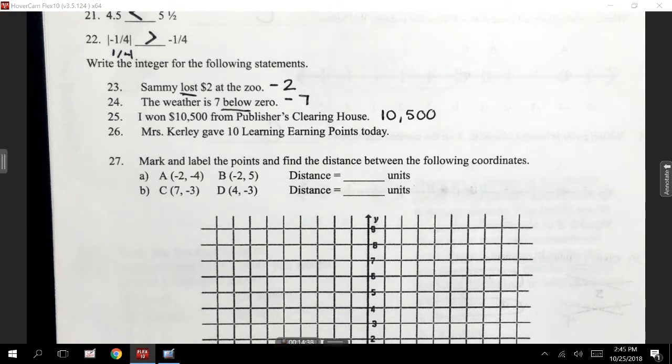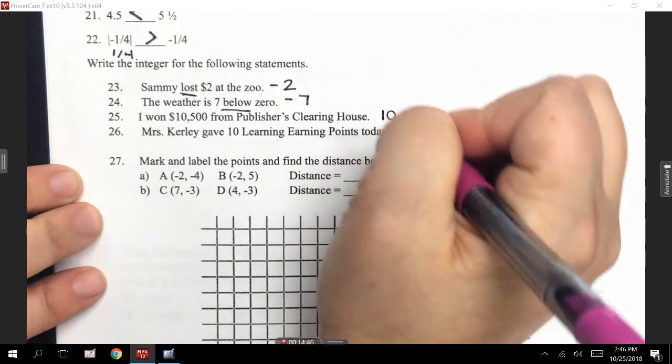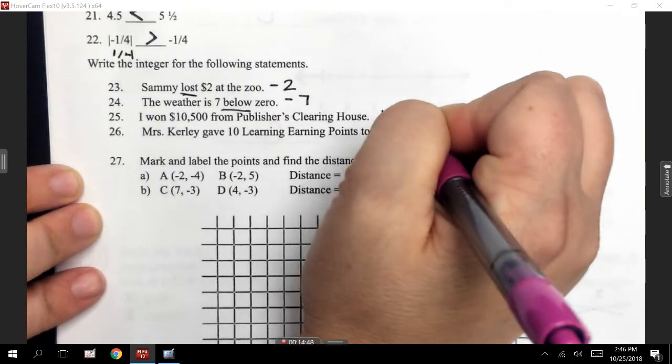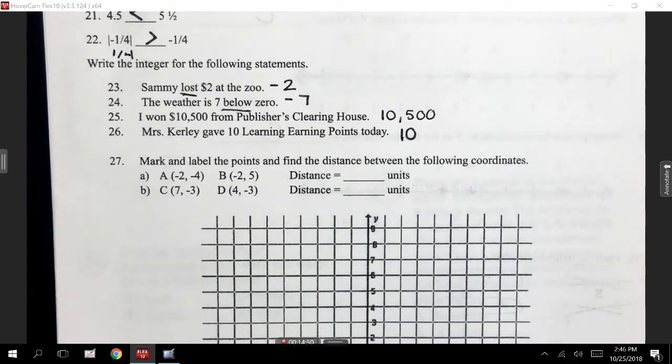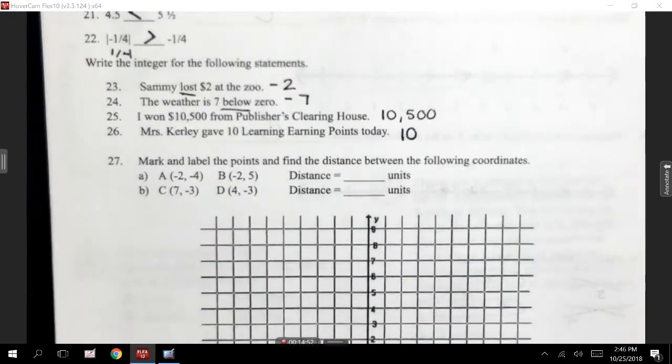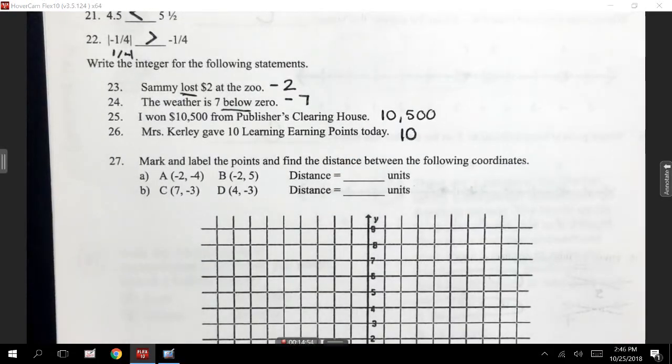So, right here, when Miss Kearley is giving those 10 learning earning points, yes, she is giving them, but is she losing anything by doing that? No. So, guys, that should be a positive 10. That should be a positive 10 there. If you put a negative, are there any questions on why it's a positive 10 there? Jay? Huh? I don't have one. I'm sorry.